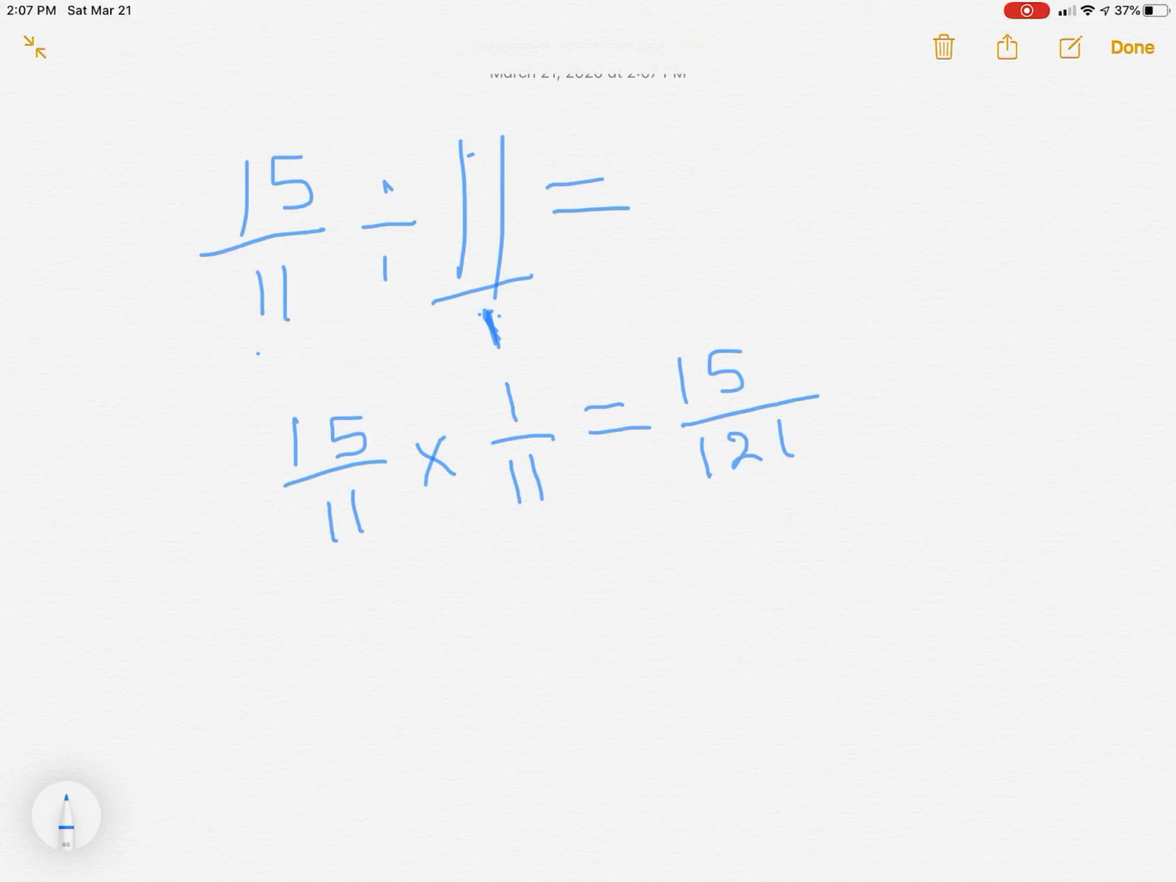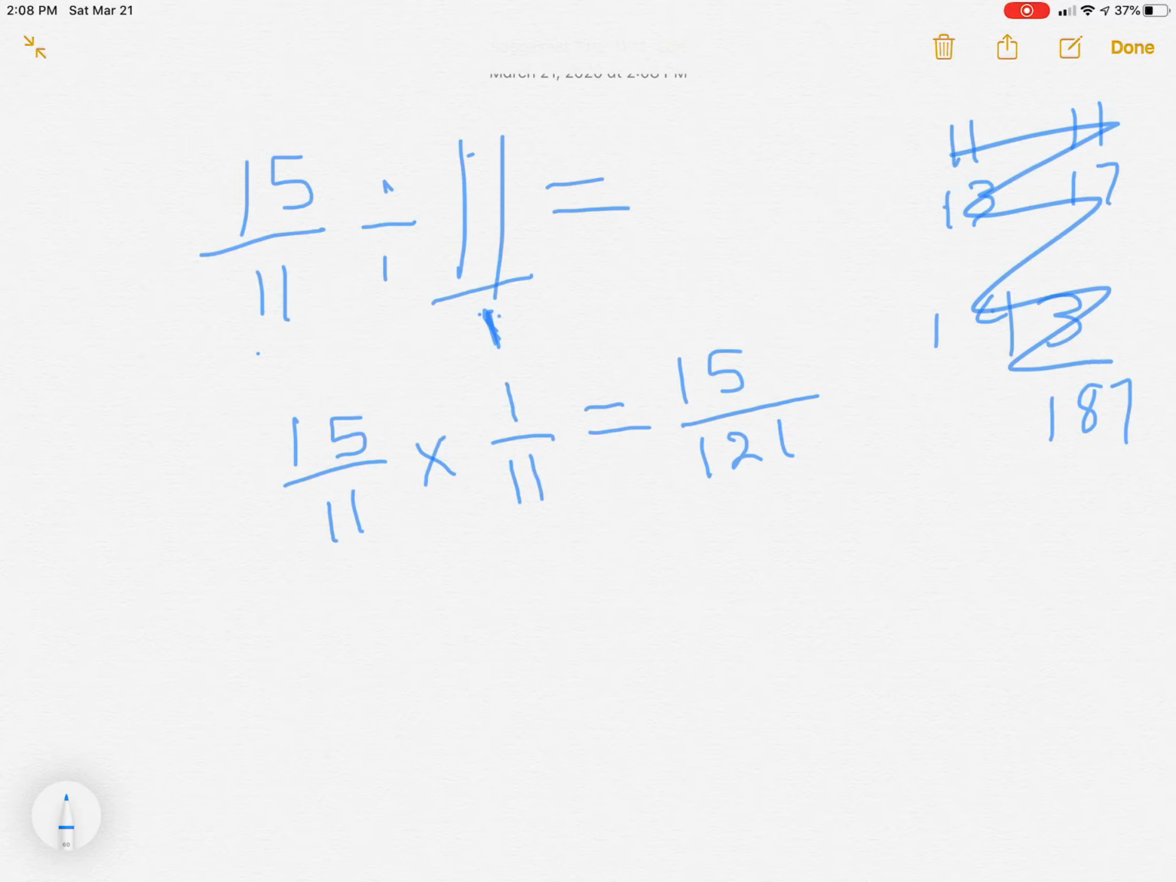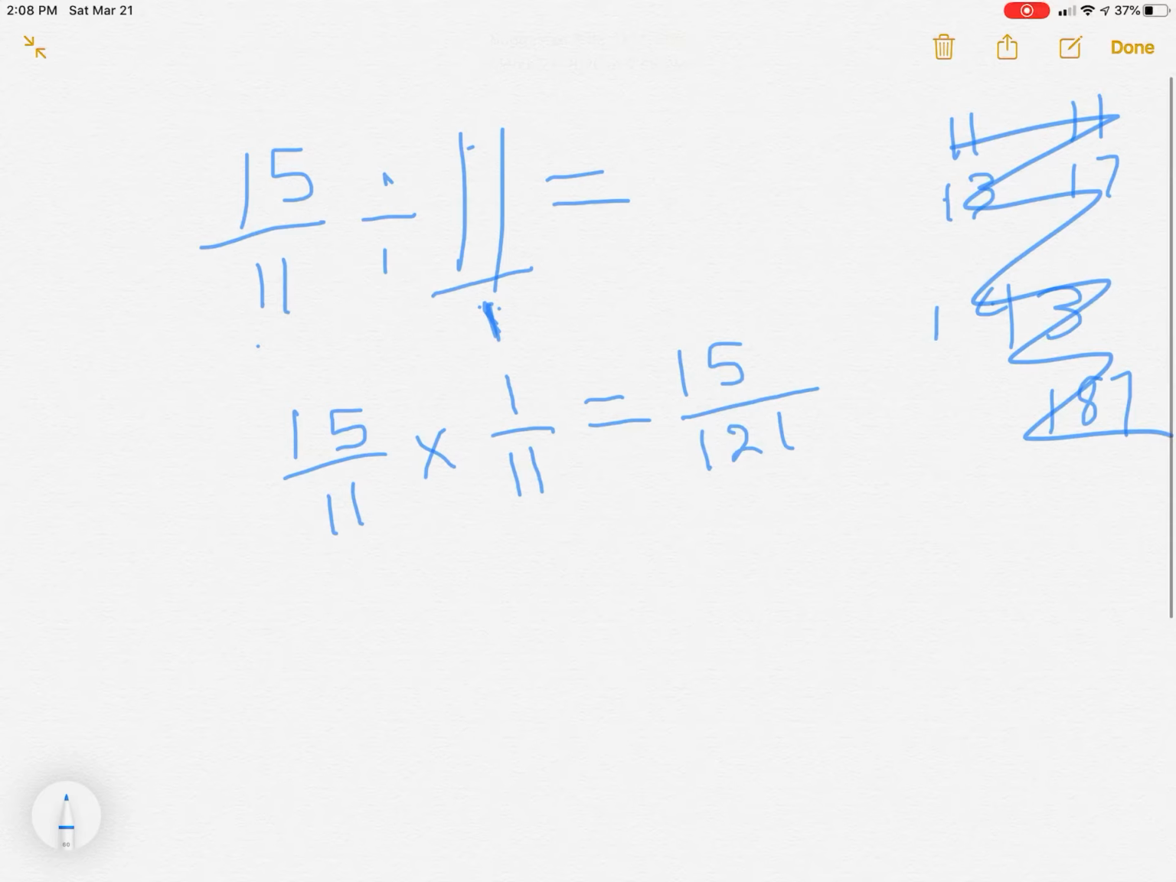By the way, did you know you can multiply 11 times anything by putting down the first number and adding the middle number? 11 times, I don't know, 13 is 1, 3, and then you add the numbers and put the sum in the middle. Does that make sense? 11 times 17 is 187. Anyway, side note there.